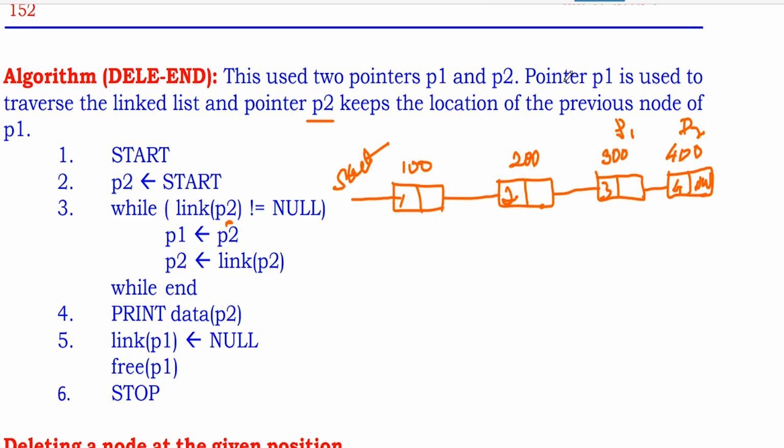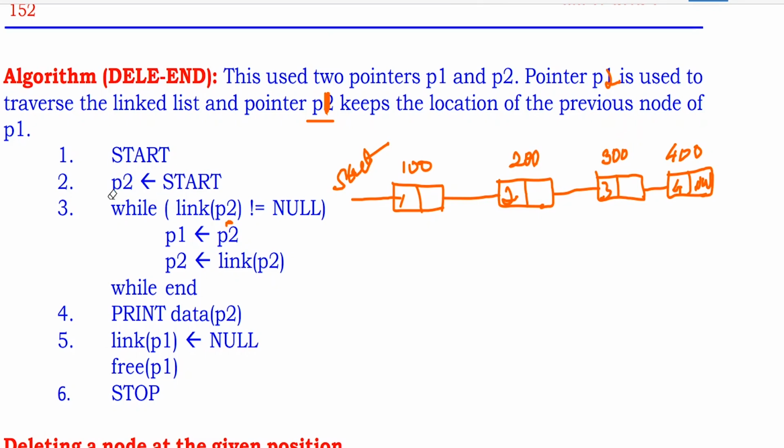P2 is used to traverse through the linked list, and P1 keeps the location of the previous node. So this is P1. This is what you have to make changes to. Then we'll go through the algorithm, and then you'll understand.